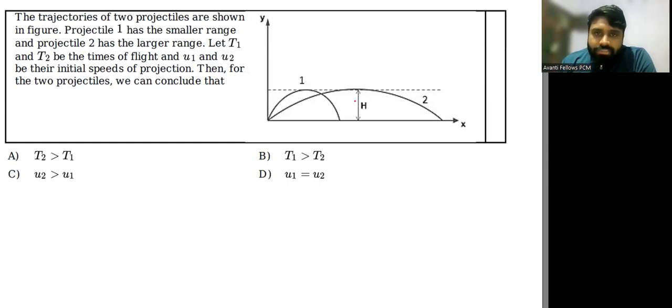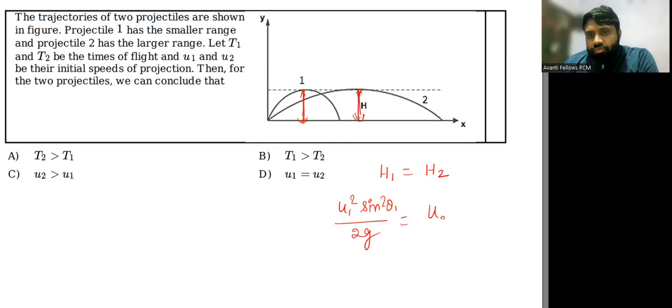Now, in the situation, if you see, the maximum height reached by both projectiles is the same. You can say that H1 is equal to H2. H1 we can write as U1 square sine square theta 1 divided by 2g, and it will become U2 square sine square theta 2 divided by 2g. Now this U sine theta is nothing but the component of velocity in the vertical direction.